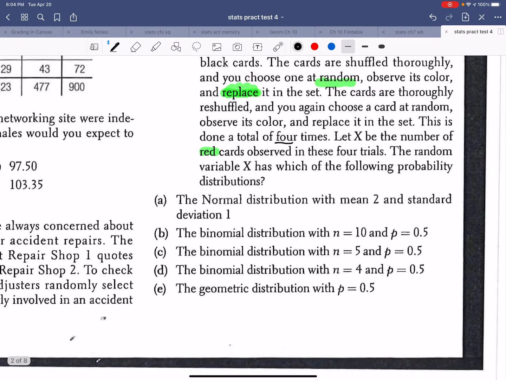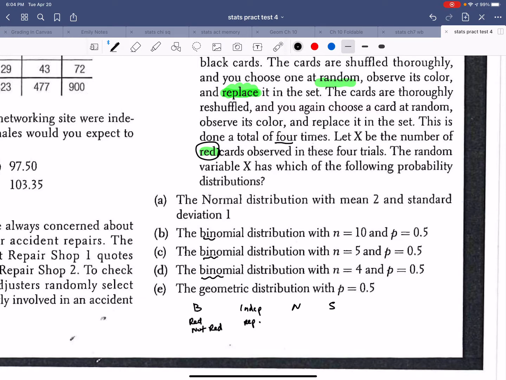So what are they doing? They're setting you up for a binomial. So in our notes, the BINS is the elements to find out if it's binomial or geometric. So we notice here each trial is either a success or failure. We're counting how many red cards. So it's either red or not red. Right? It's independent, absolutely, because we have our replacement.